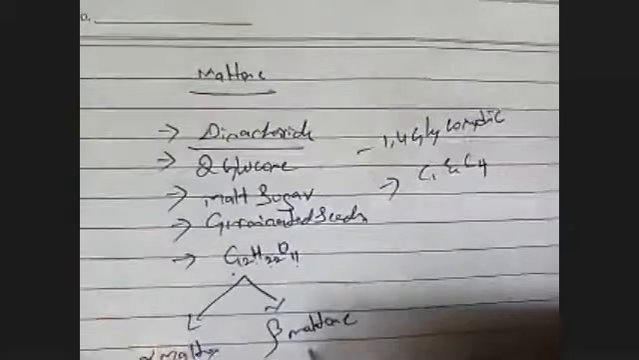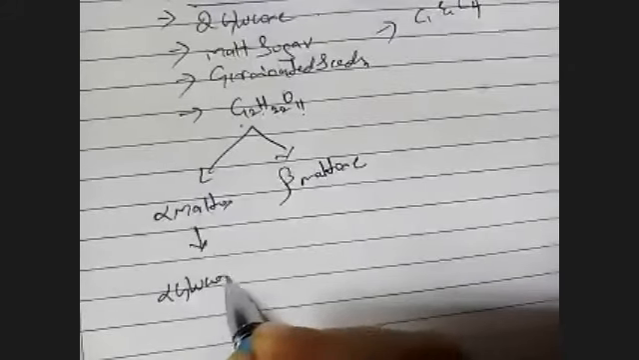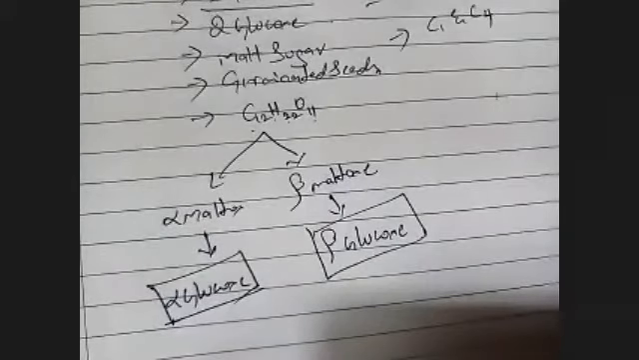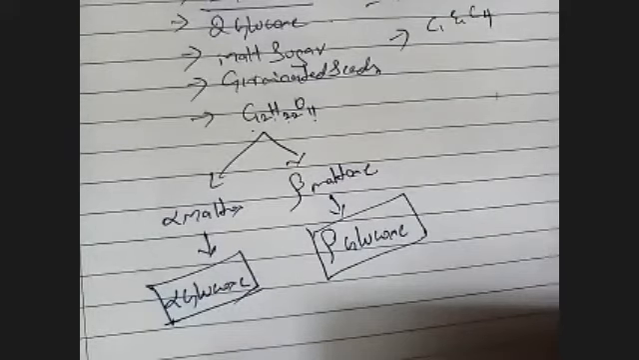So when alpha glucose units link, it will give alpha maltose. When beta glucose links, it will give beta maltose. If alpha glucose links, it gives you alpha maltose; beta glucose gives you beta maltose.